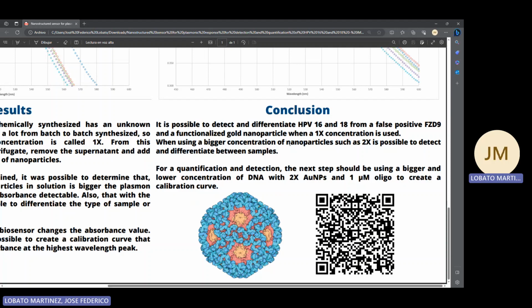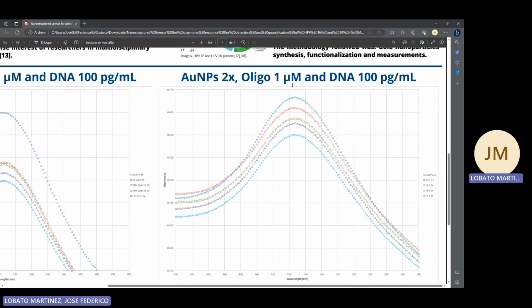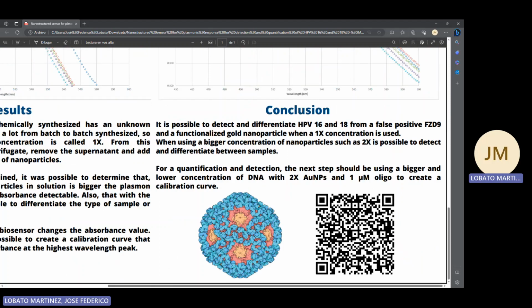When using a bigger concentration of nanoparticles, such as 2 times, it is possible to detect and differentiate between samples. Well, for quantification and detection, the next step, as I explained, should be using a bigger and lower concentration of DNA with 2 times gold nanoparticles and 1 micromolar oligo to create a calibration curve, using the best results that we have with gold nanoparticles and oligo, and changing the DNA to get a calibration curve.